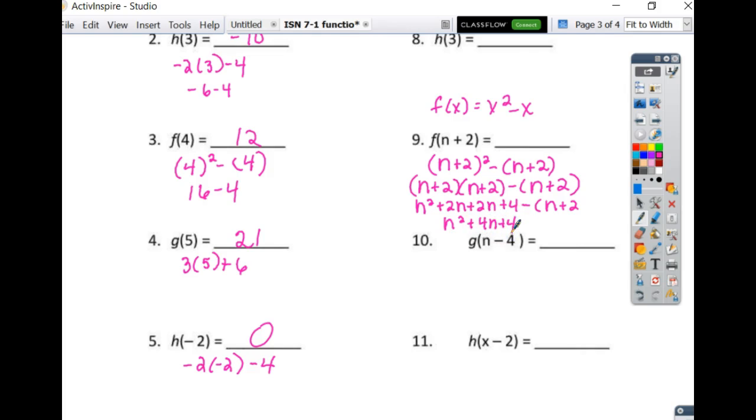But now I have the second part of that, and there's a minus in between. What do I have to do with this minus now? Right, it's like a -1, and we're going to distribute it. So I'm going to get minus n minus 2. So I have n squared. I have 4n minus n, which gives me 3n. And then 4 minus 2 is 2.